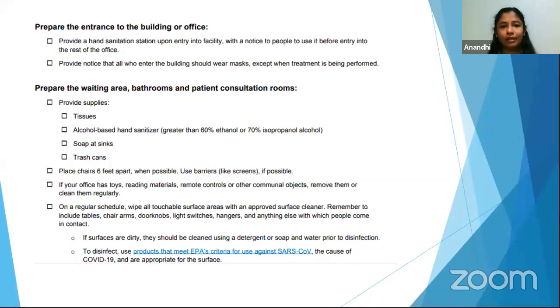Yeah. So we regularly wipe the table, chairs, doorknobs, light switches, hangers. They usually don't touch any of those things, but still, we keep wiping. The doorknobs are the main ones that get dirty. And we do have an area where, if they want to wash their hands, they can wash their hands with soap and water.